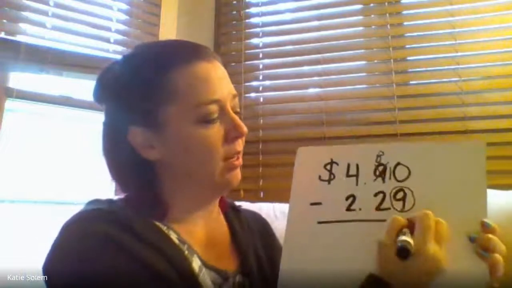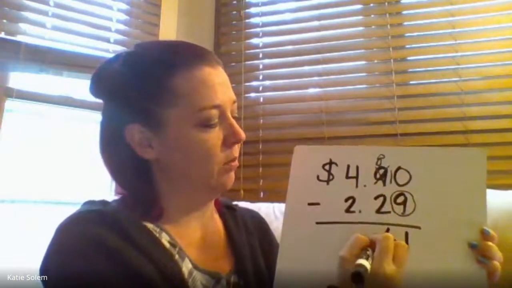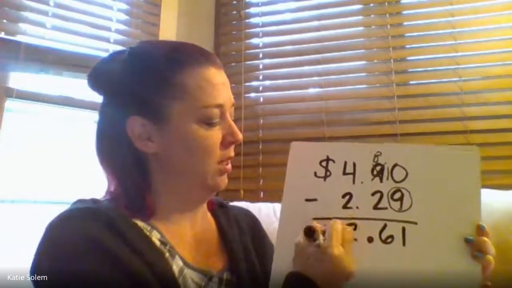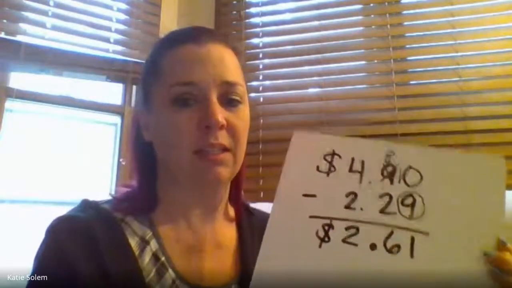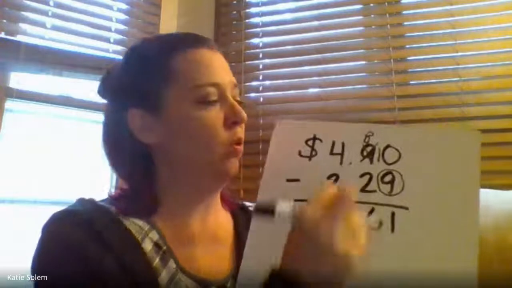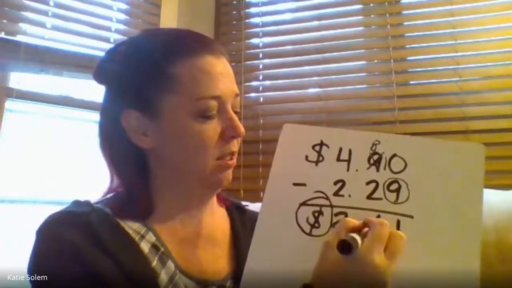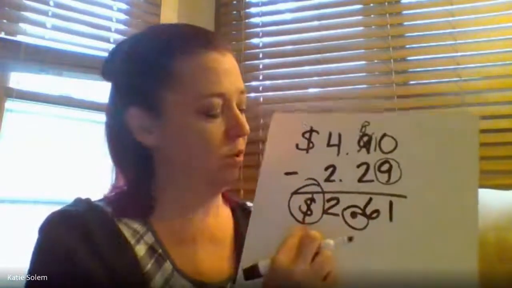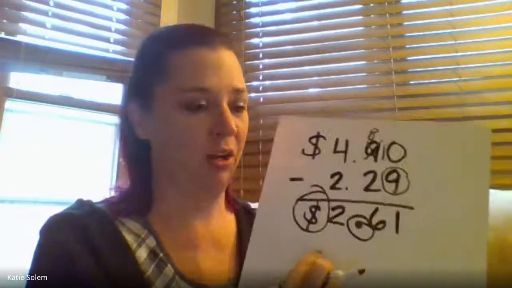10 take away 9 is 1. 8 take away 2 is 6. Decimal point. 4 minus 2 is 2. Dollar sign. So my answer is $2.61. When we are doing questions with money, do you have to put the dollar sign and the decimal point? Yes, you do. That's part of your answer. And if you don't do that on a test, it's going to be wrong.